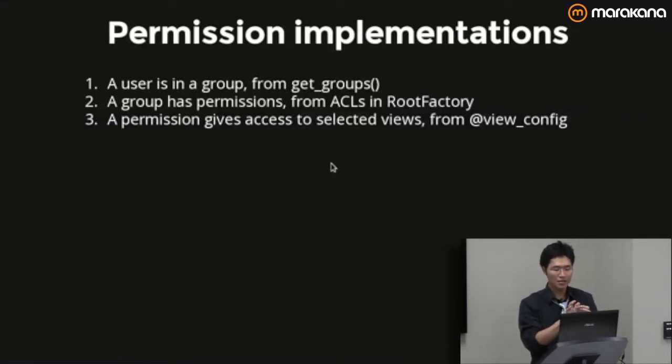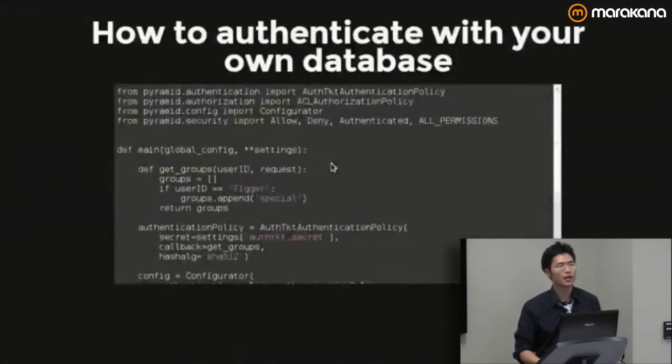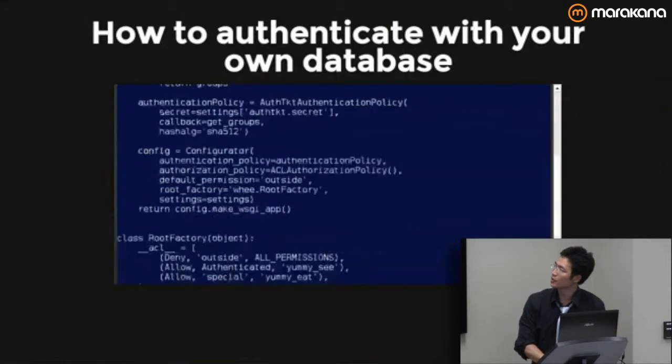You define what permissions a group has in ACLs in a class called the root factory. And finally, you specify what permission is required to access a view in the view config constructor. Okay, so I'm going to show each of these in specific code. Maybe I'll cut and paste this into something a little easier to read.